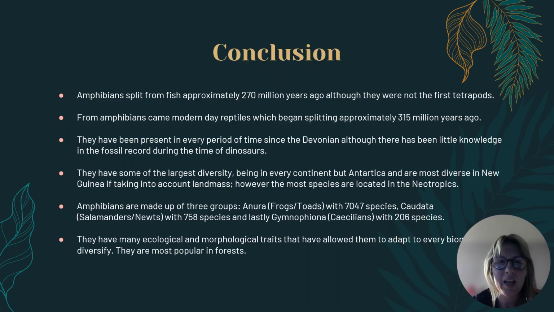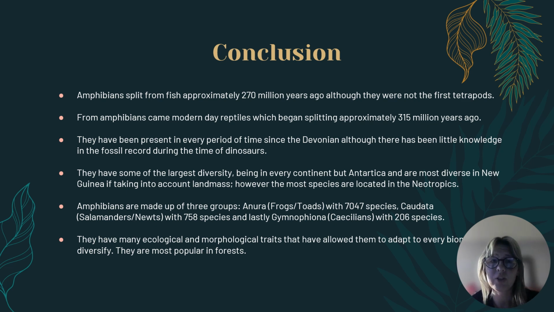So this brings us to our conclusion, where we're just going to wrap it up with some of the brief main points that we discussed today, where amphibians split from fish approximately 470 million years ago, although they were not the first tetrapods. From amphibians came modern-day reptiles when they began splitting approximately 315 million years ago. They have been present in every single period since the Devonian age, although there has been little knowledge in the fossil record during the time of the dinosaurs, which is really when reptiles exploded. So during that time, amphibians were much smaller and the fossil record is much smaller.